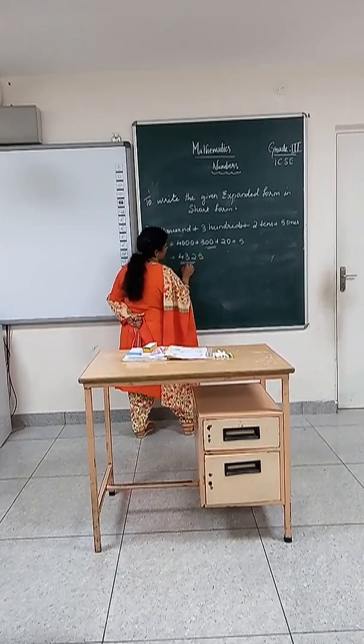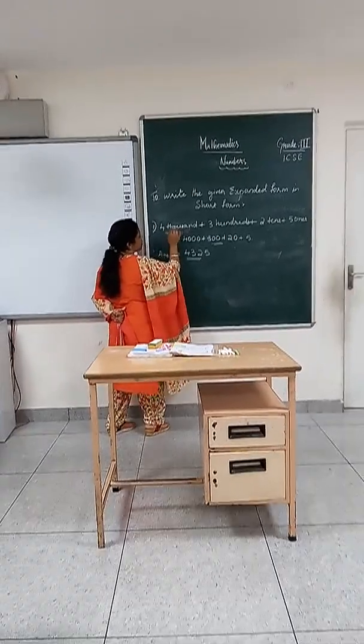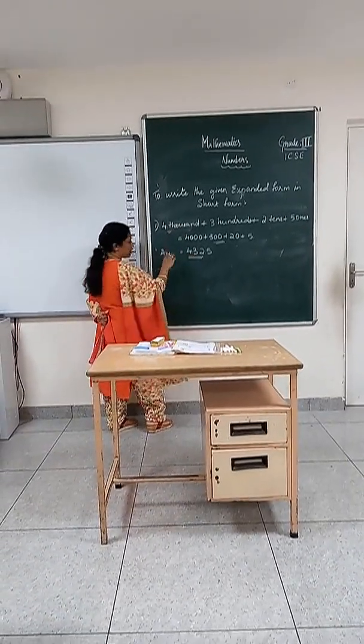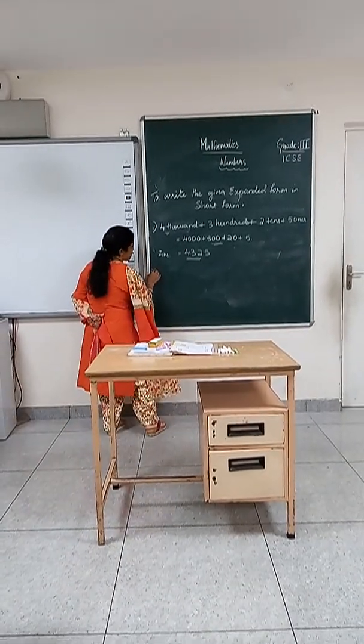4,325. Look at this, children. Now this is our answer. That is the given expanded form. We have written it in the short form. So let us take another example now.